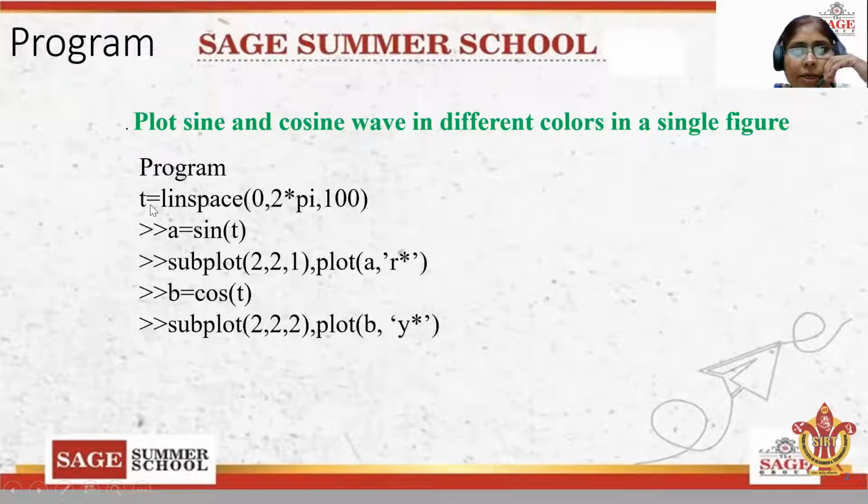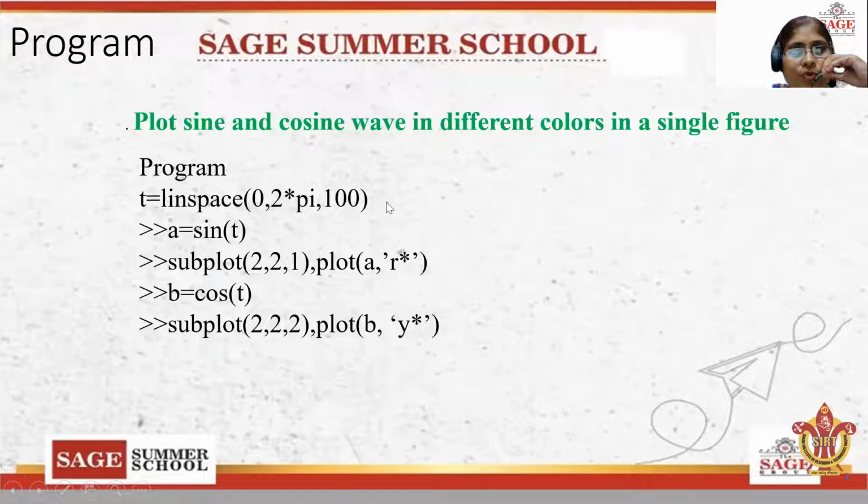First of all, I define an array with the help of the command linspace. Within parentheses, write 0, comma, 2 pi, comma, 100. So this linspace command will give values between 0 and 2 pi, and it is going to give 100 values. Then I write a equal to sine of t. So this command will calculate the 100 values of sine of t, where the value of t is equal to these values.